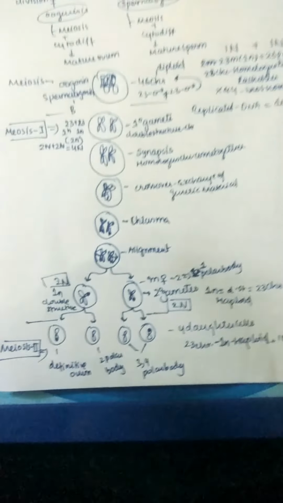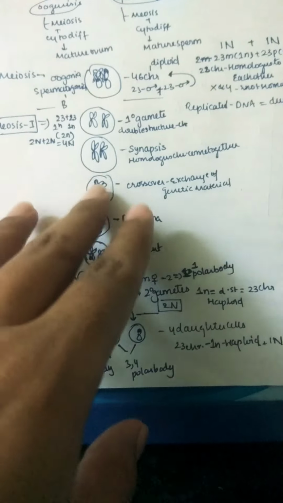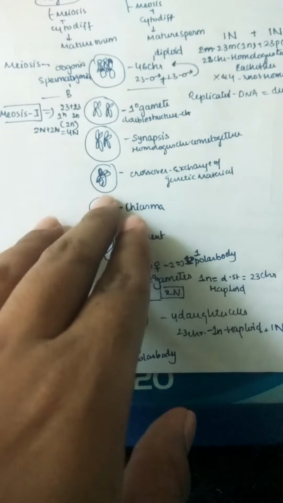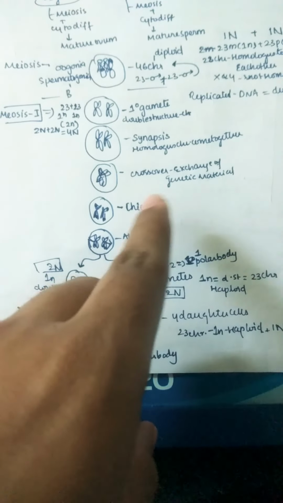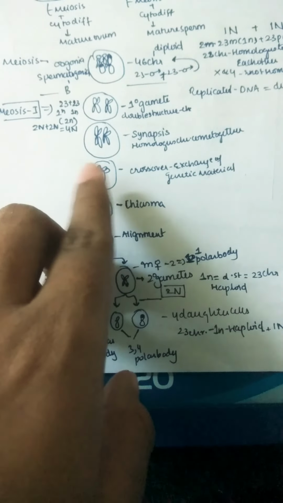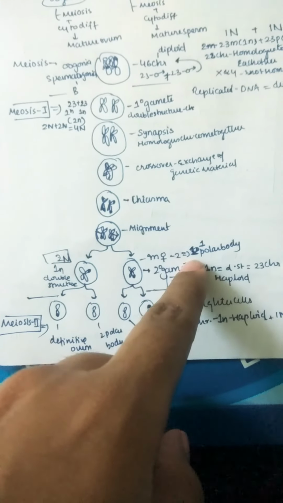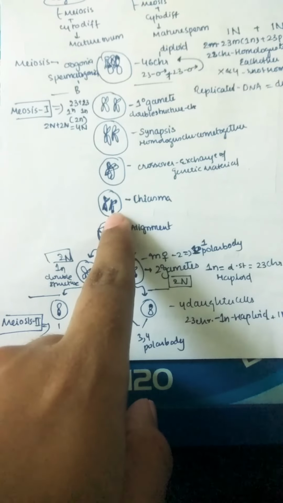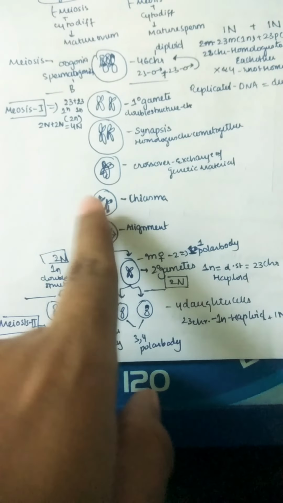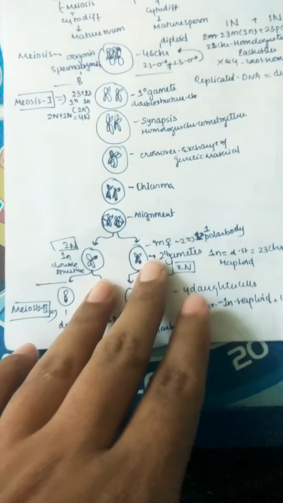Now the next process is synapsis. Here the homologous chromosomes come together. You can see the two chromosomes getting together, and here crossover takes place, which is the exchange of genetic material. Some paternal part goes to the maternal part and some maternal part goes to the paternal part, forming a chiasma. In the chiasma we find that the maternal chromosome has some of the paternal chromosome, and the paternal chromosome has some of the maternal chromosome. That is nothing but both having exchanged their genetic material.